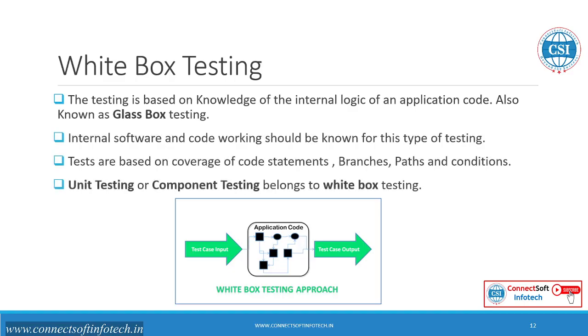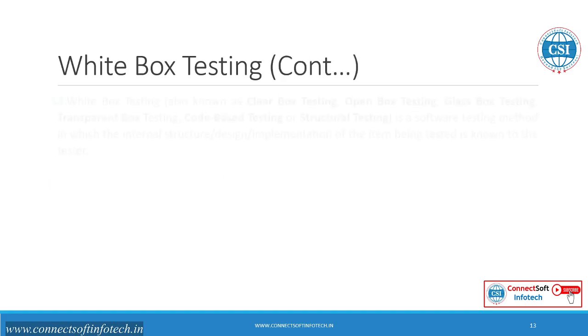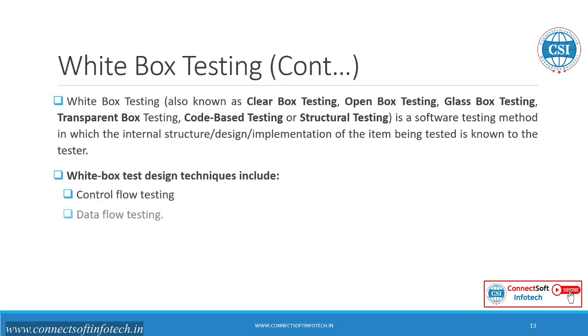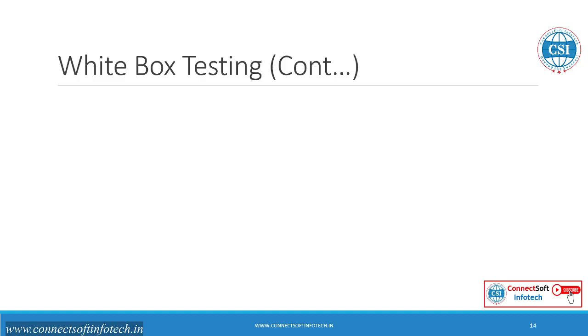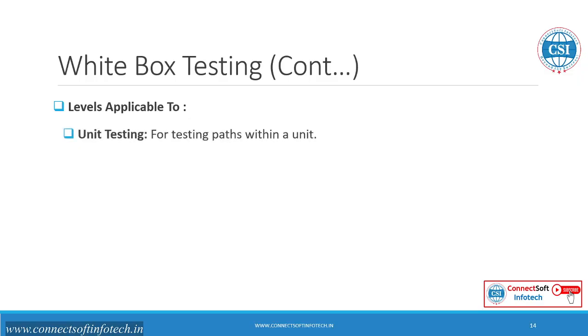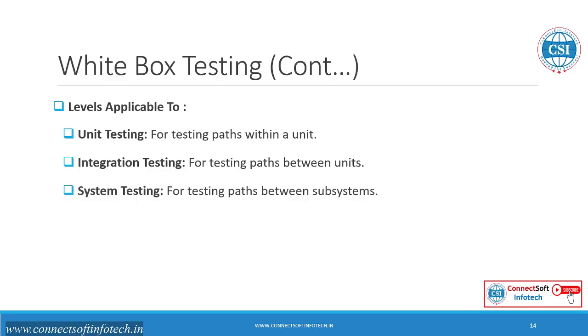Okay, and what are the levels of testing? Levels applicable to white box testing: unit, integration and system. In unit testing, we check a single unit, the testing path within the unit. In integration, we check the paths between the units, more than two units. In system testing, the paths between the subsystems.